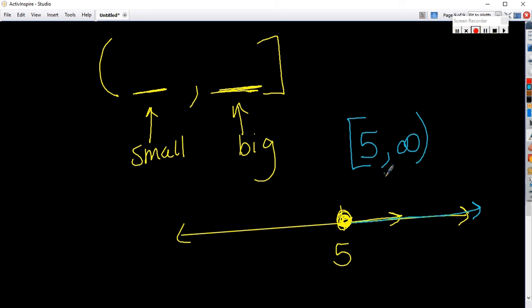So this is written in interval notation. From 5 to infinity, including 5. It tells you where to start, it tells you where to stop, and it tells you whether or not to include the ends.